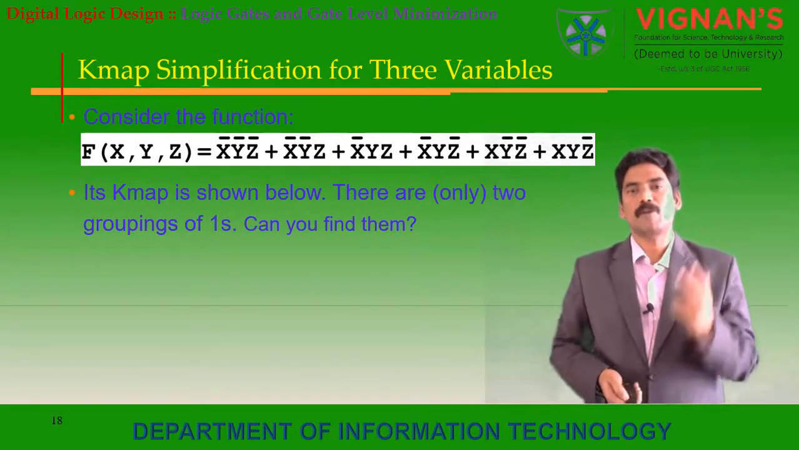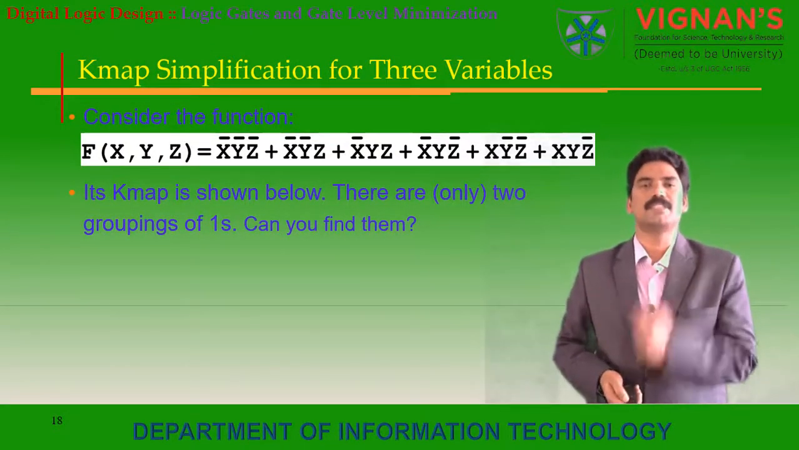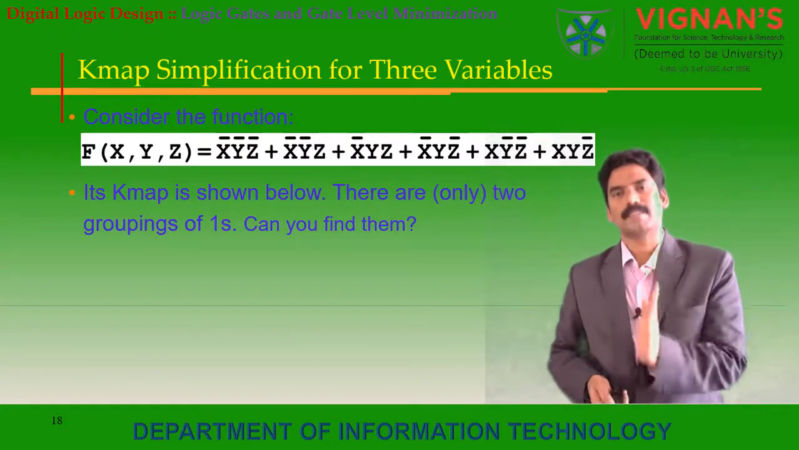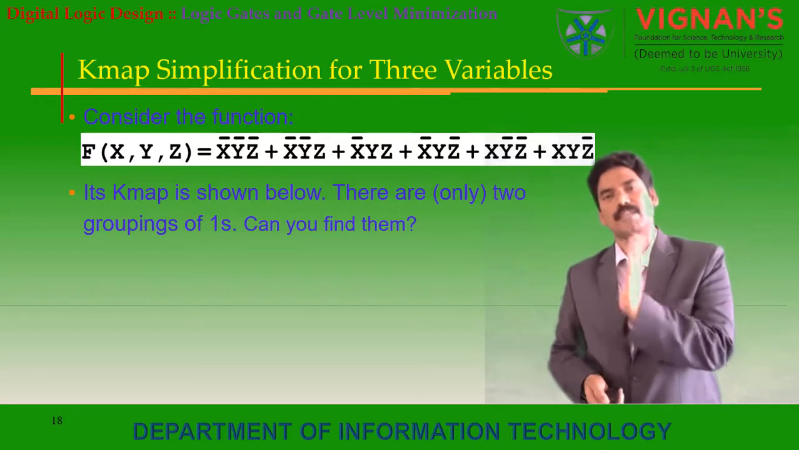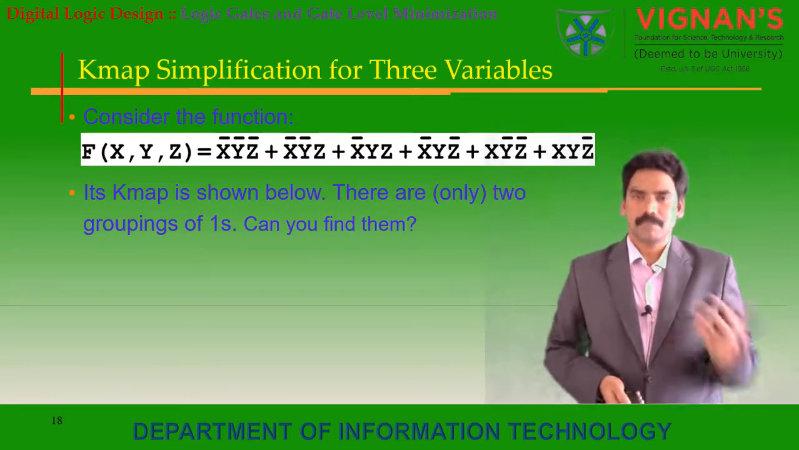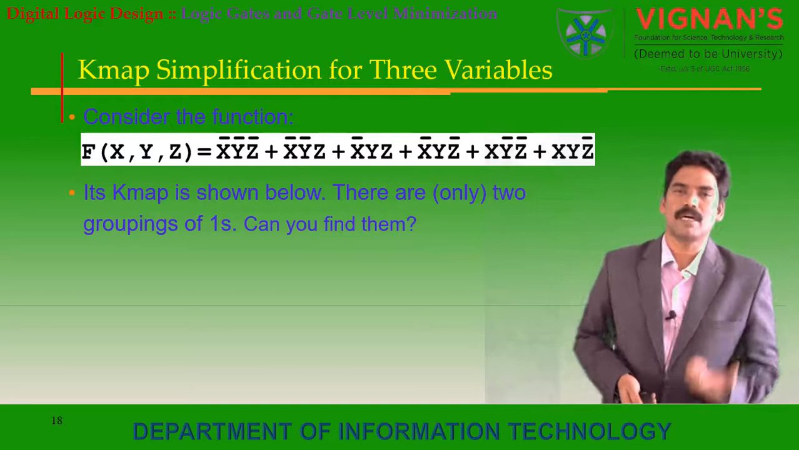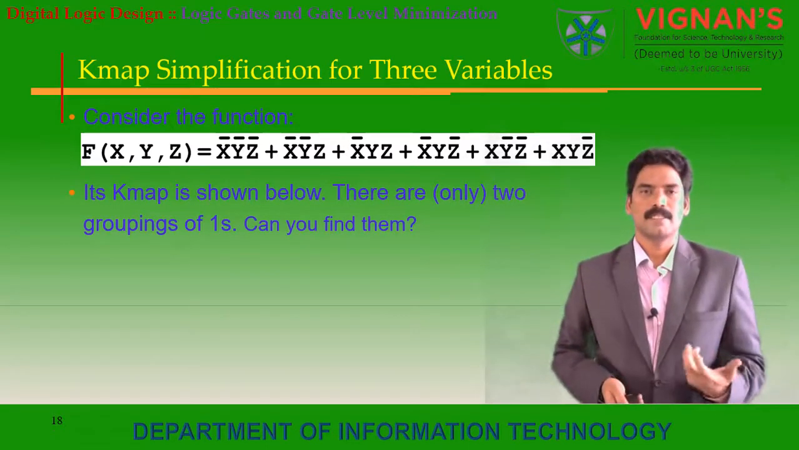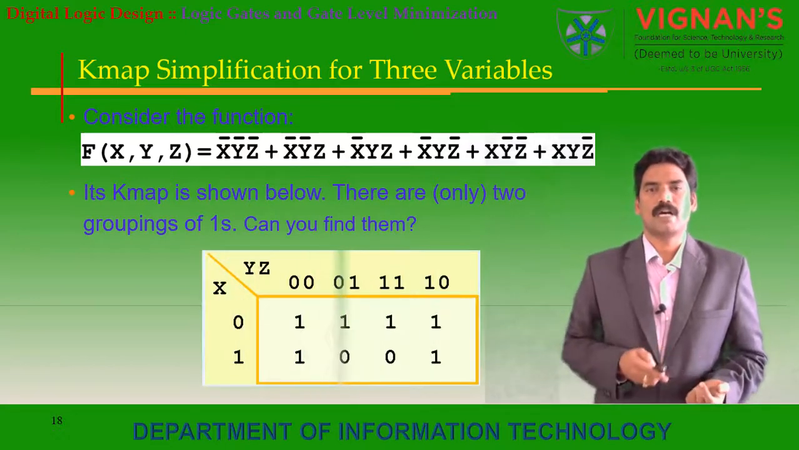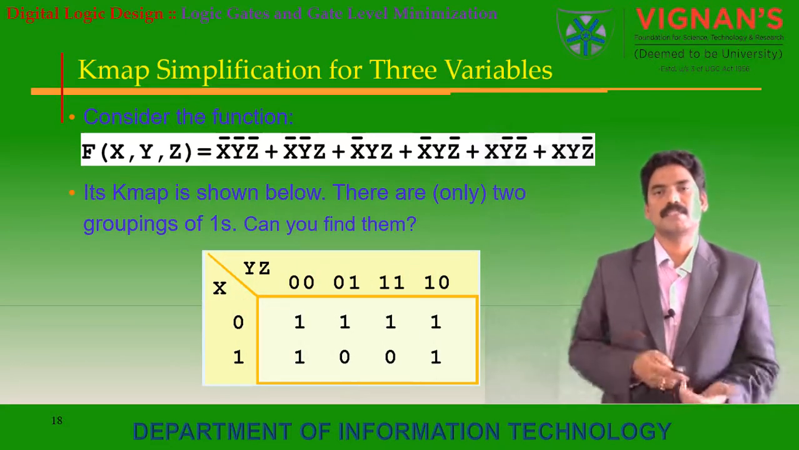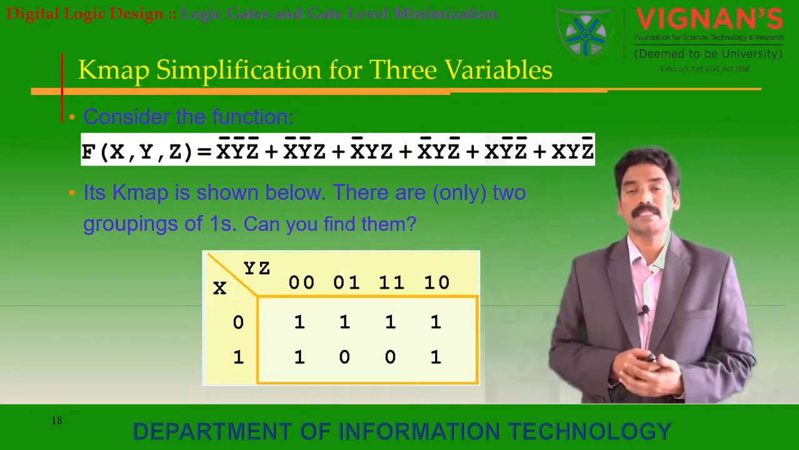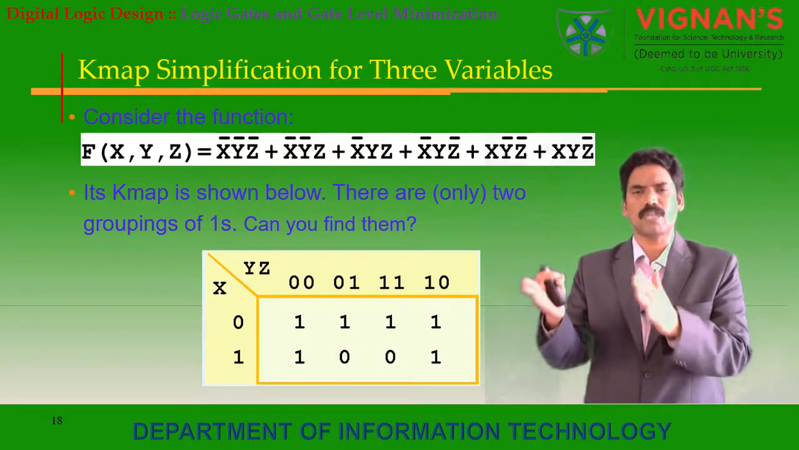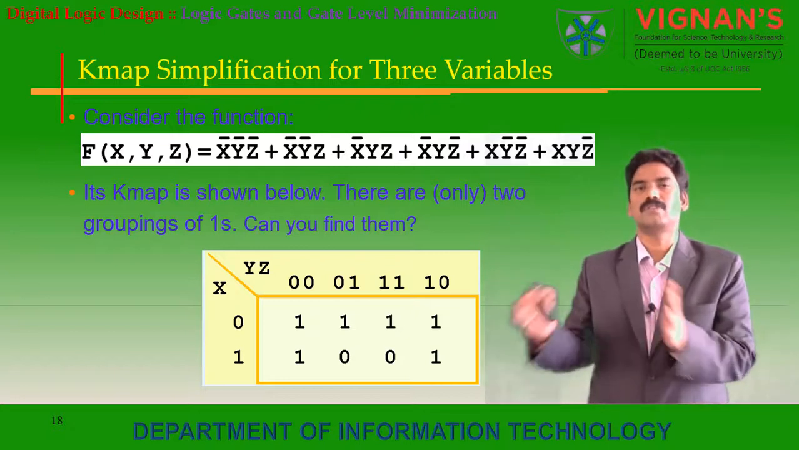Now, this is another expression. How many minterms are there in this? 6 minterms. F of x y z is equal to x bar y bar z bar plus x bar y bar z plus x bar y z plus x bar y z bar plus x y bar z bar plus x y z bar. And in this, how to map ones? This is the mapping of ones. First one is x bar y bar z bar, that is first row, first column is 1. Like that we have mapped.